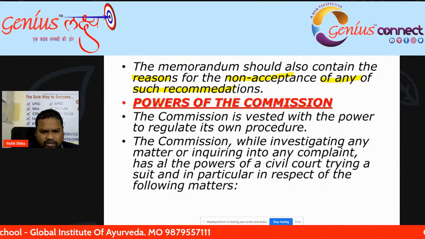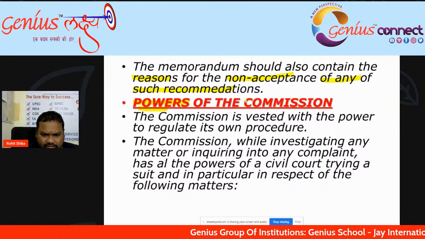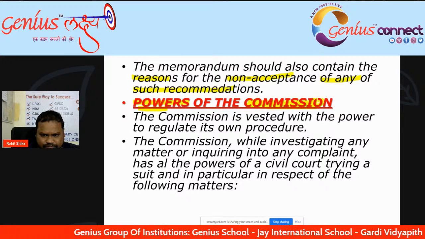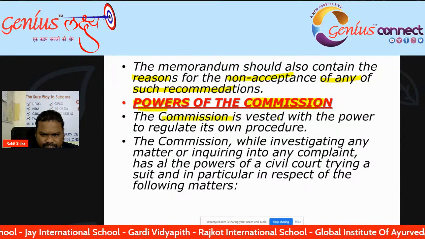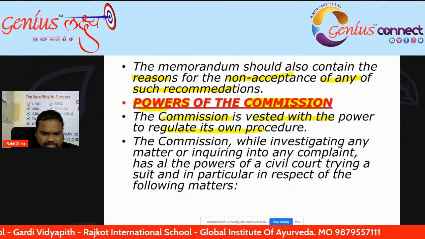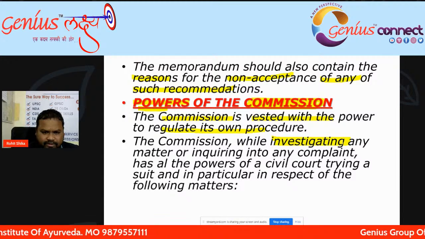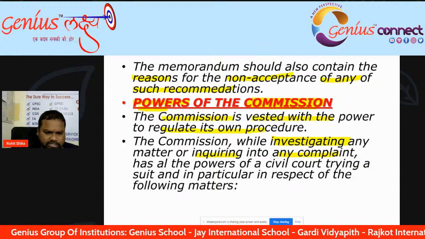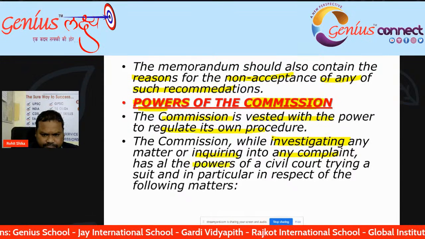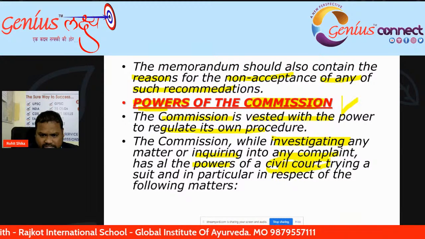Now we will understand what kind of powers are there for the commission, for the National Commission of STs. The commission is vested with some important powers. So let's understand. It does the function of investigation. Any matter inquiring into any complaint, it has the powers of a civil court. So this commission functions as a civil court when it is inquiring any matter.